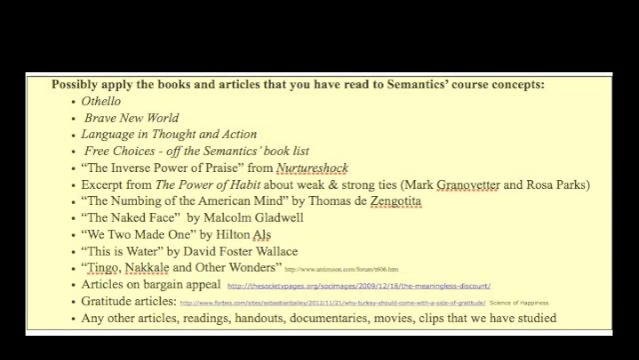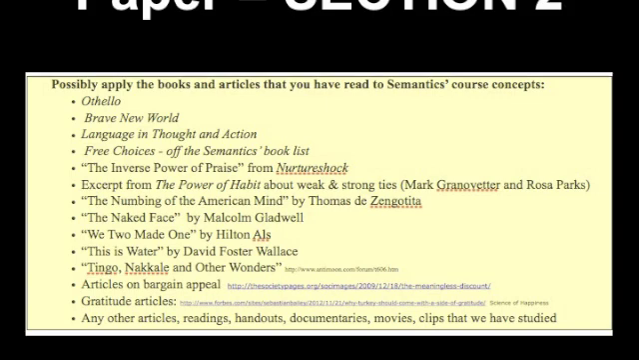And yet there are other topics that we haven't even talked about yet in these essential questions and in these concepts. For example, you can still talk about the books that we've read, like Othello and Brave New World, or Language and Thought in Action. You can talk about the free choice books that you've read. You can talk about any of the chapters from the books that I've excerpted for you, from Nurture Shock or The Power of Habit or The Numbing of the American Mind.